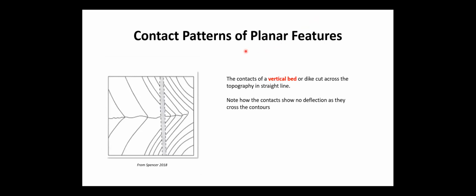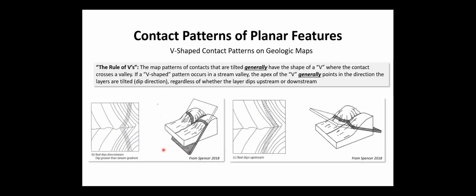Contact patterns of something that's a vertical bed. So here's showing the end member extreme to being horizontal as being vertical. Okay, so something like a dike or layers that were once horizontal have been tilted to vertical, they are going to trace out as a straight line as they cross topography. Okay, so there's no deflection of this contact as it crosses this drainage here. So no V to our contact line.